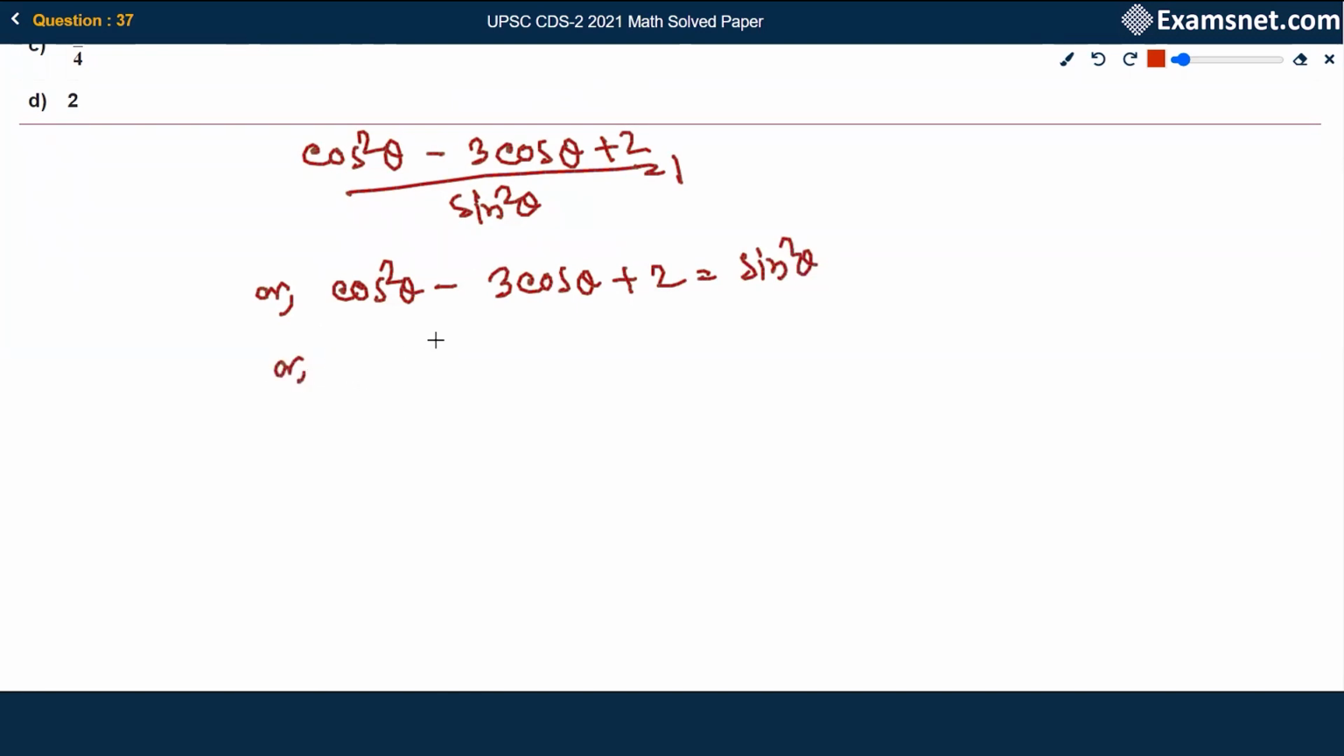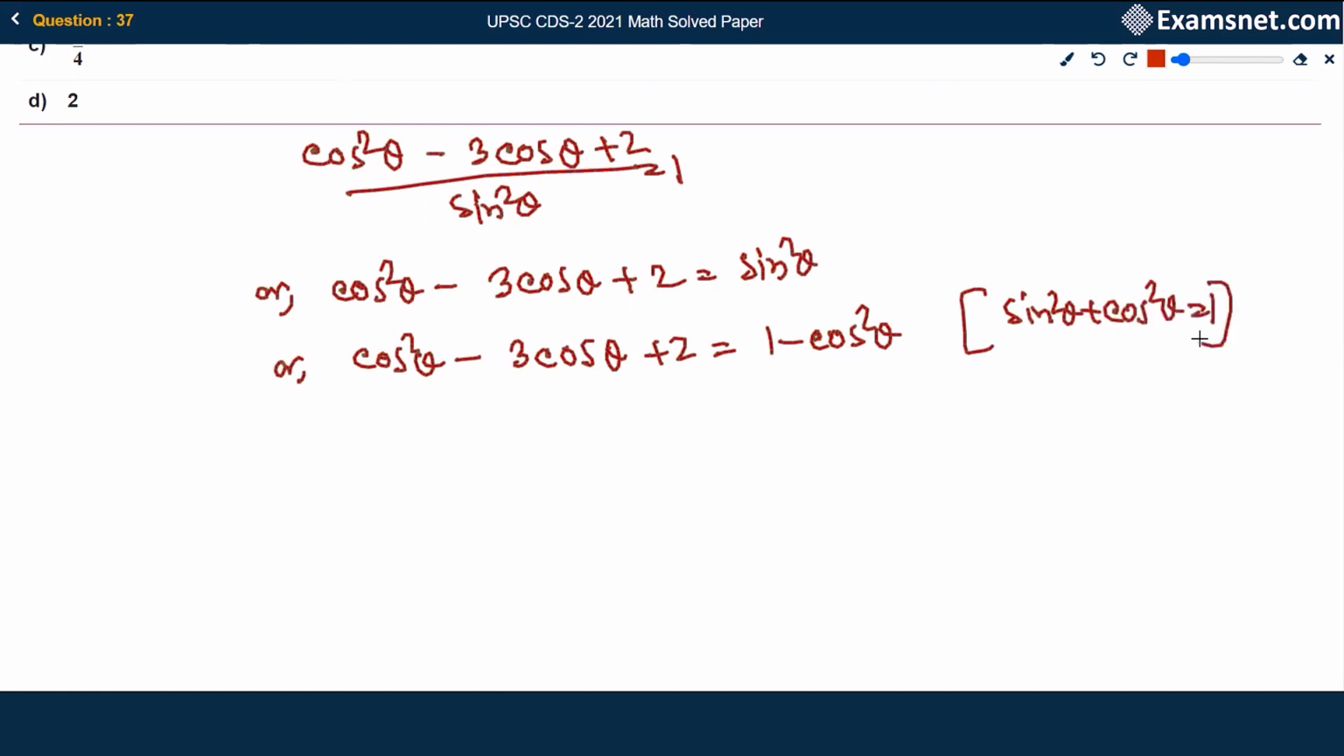So we can also write in this case, since we know sine square theta plus cos square theta gives us 1, sine square theta in terms of cos theta is 1 minus cos square theta. So here, cos square theta minus 3 cos theta plus 2 equals 1 minus cos square theta, which gives 2 cos square theta minus 3 cos theta plus 1 equals 0.